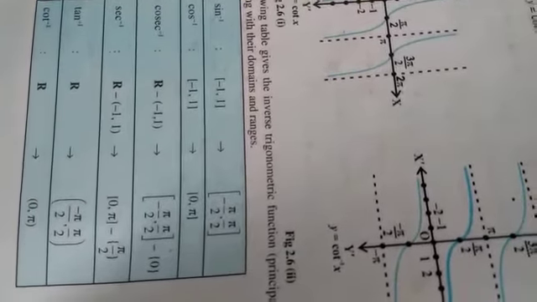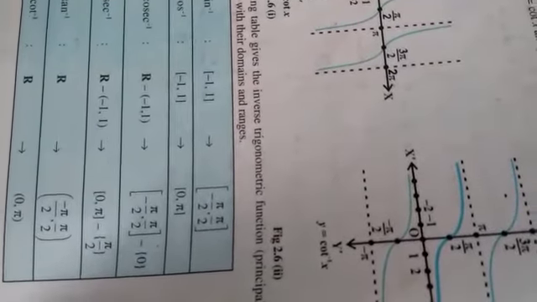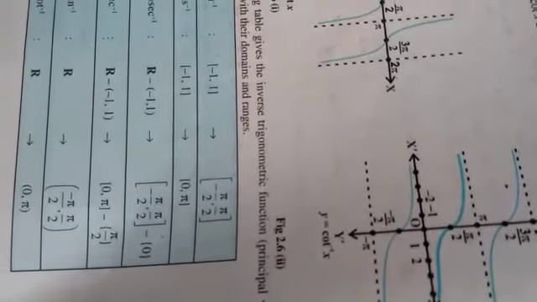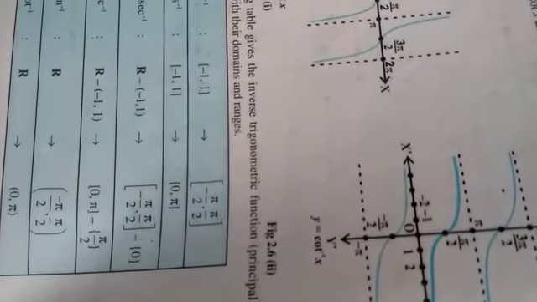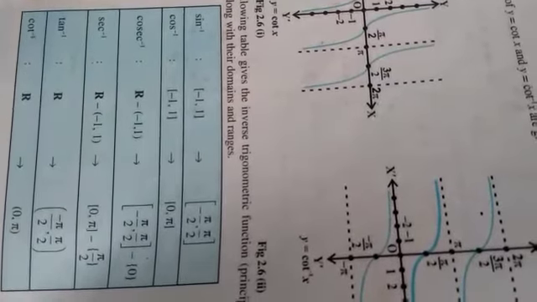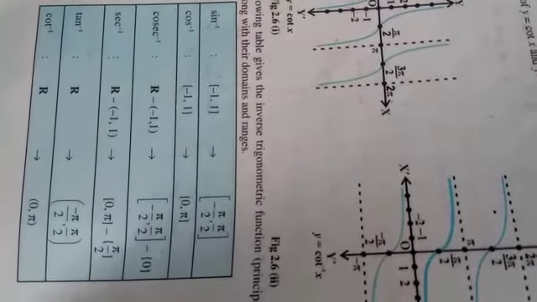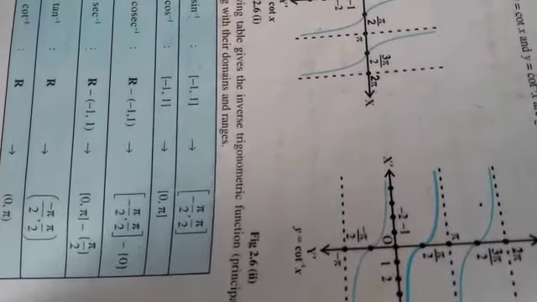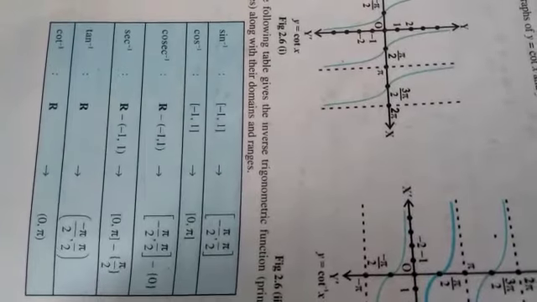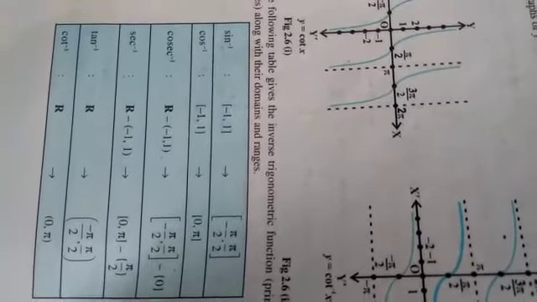Now there is a table given on page number 40. The following table gives the inverse trigonometric function principal value branches along with their domains and ranges. Now you can see sine inverse. For sine inverse, domain is -1 to 1 and range is minus pi by 2 to plus pi by 2, and it is a closed interval. Closed interval means minus pi by 2 and pi by 2 will be included in the range of sine inverse.